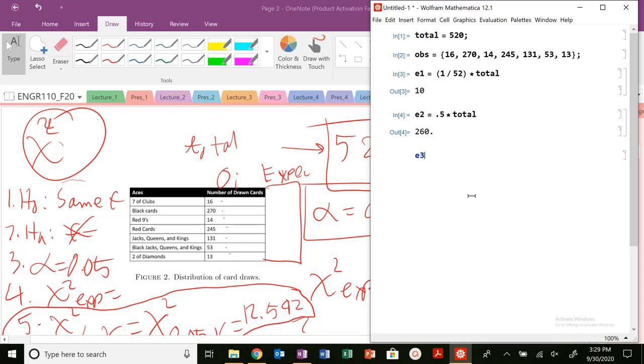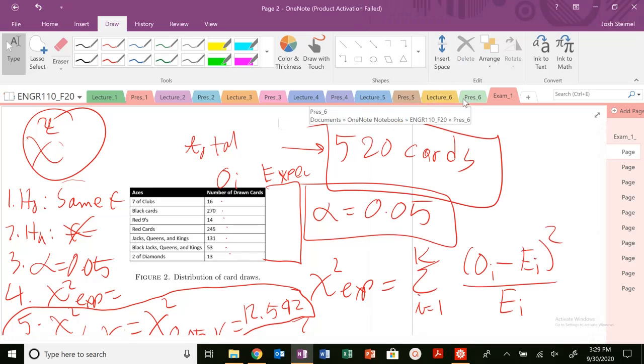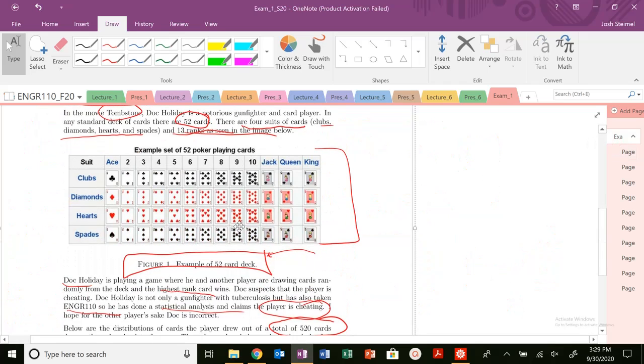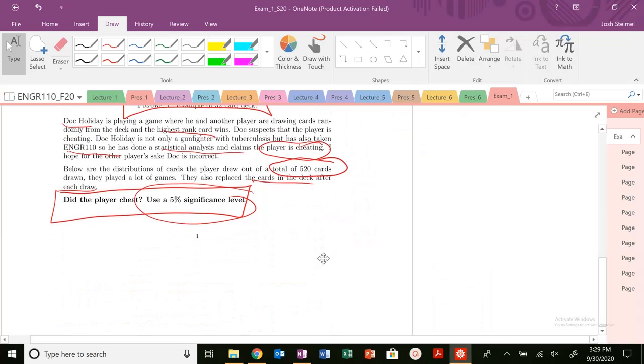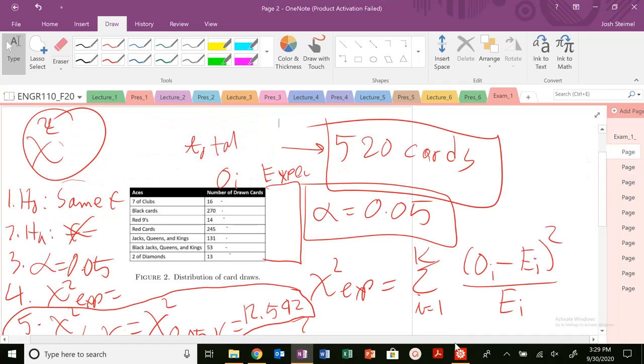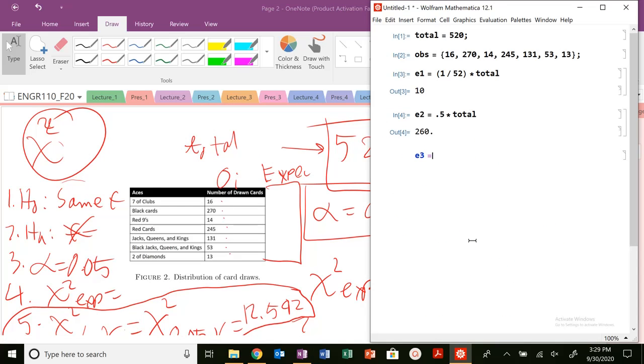What about E3? Red 9s. Let's go back again to our problem statement. There are 2 red 9s, so 2 out of 52. E3 is going to be 2 divided by 52 times total. What about E4? We're looking now at red cards again. That's the same thing, 0.5 times total.